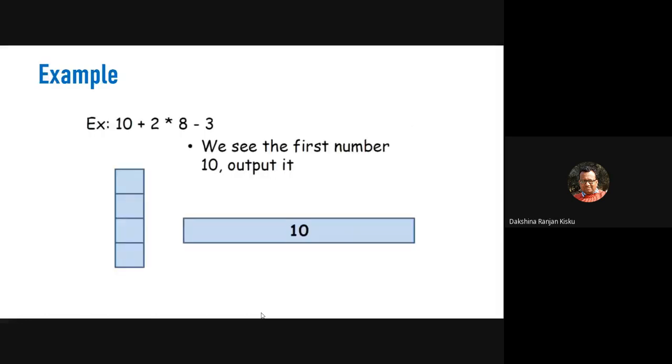So let us consider the expression 10 plus 2 into 8 minus 3. This infix expression will be converted into a postfix expression. Initially the stack will be empty. Here we first see an operand. The first element is 10, and 10 is an operand. Therefore we output it. So simply we will write 10.